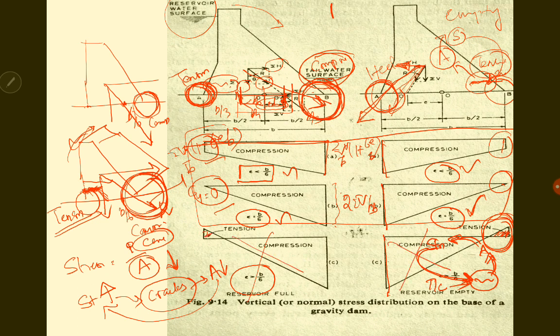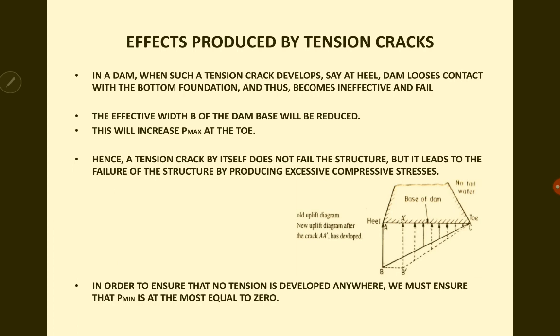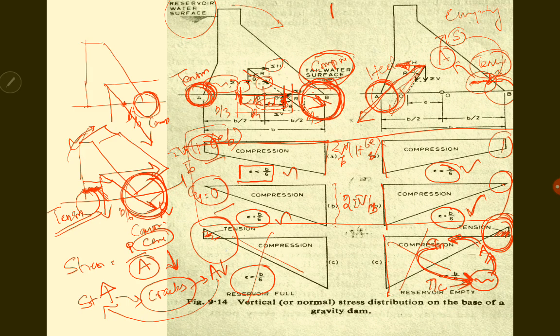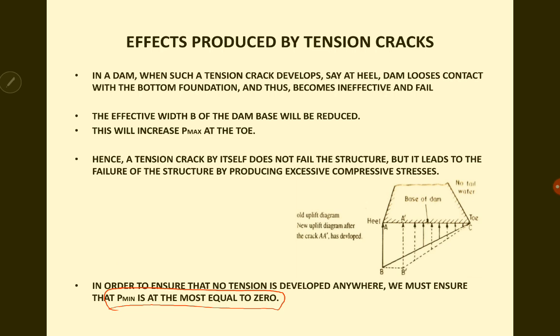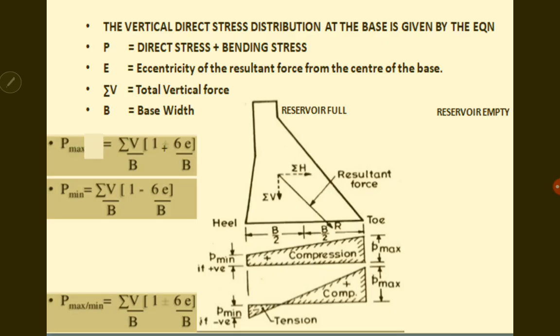So what is our design criteria? You have to make sure that there is no tension developed in any part of the dam. So for that, what you have to do, the P minimum value must be at most equal to 0. That is, this value must never become negative. That is the main criteria. It must be 0. The maximum value must be equal to 0.